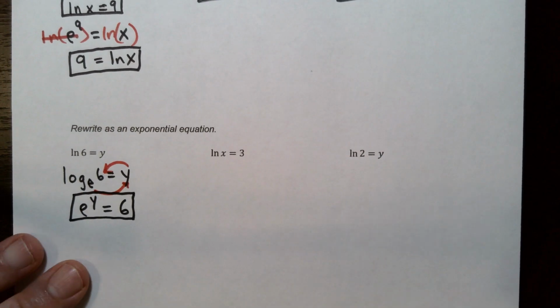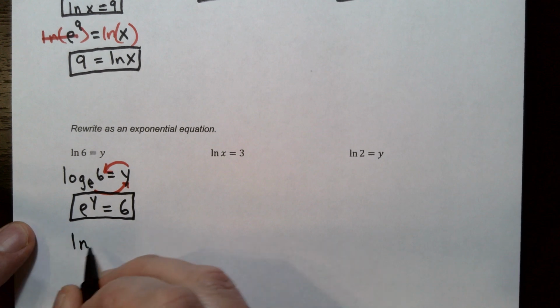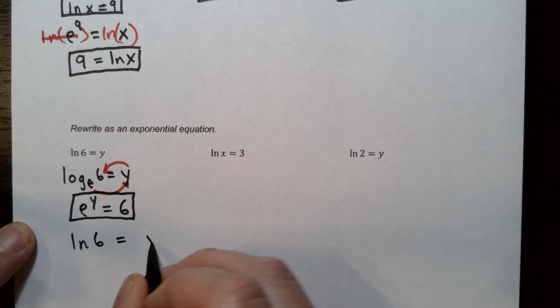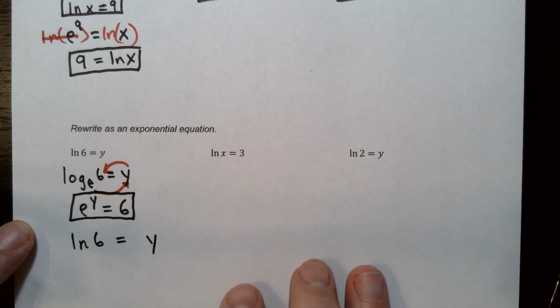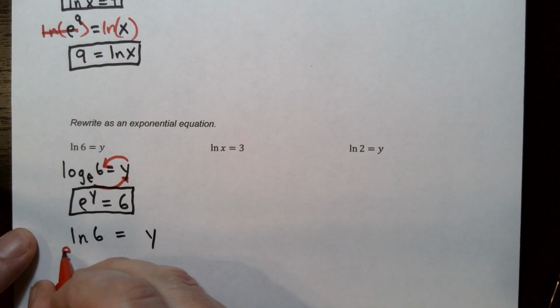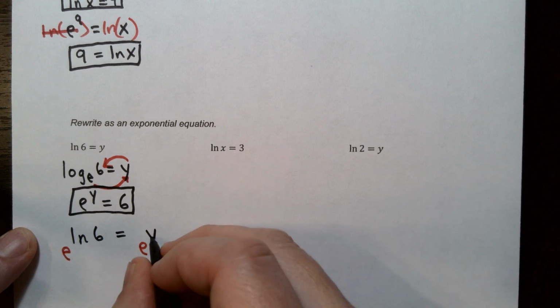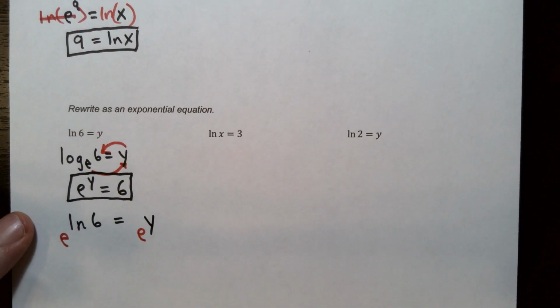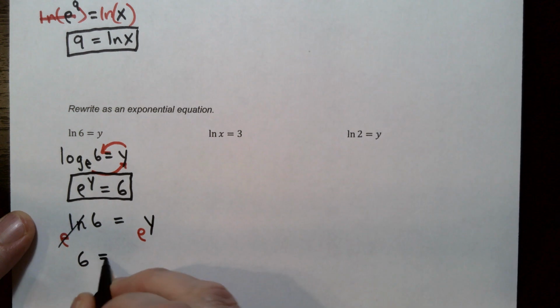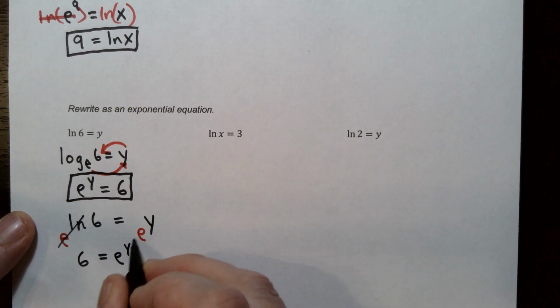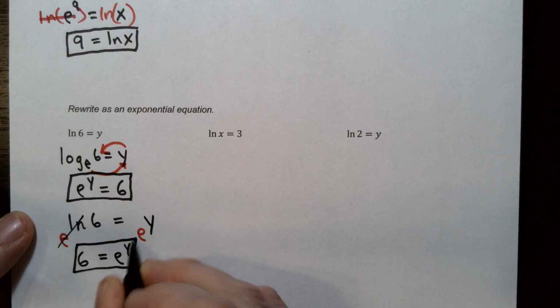The other way of doing this: let's look at ln of 6 equals y. I could apply e to both sides, just like I applied the ln. So I put an e as the base, and make this the exponent. We'll do the same thing on the other side: put an e down as the base and make the y the exponent. Same thing happens: the e and the ln touch and cancel. Whatever's left on the inside is your answer. So it's 6 equals e to the y, which is the same thing and a lot faster. That's what I'm going to do on these next two.